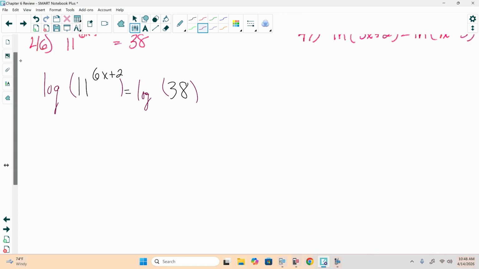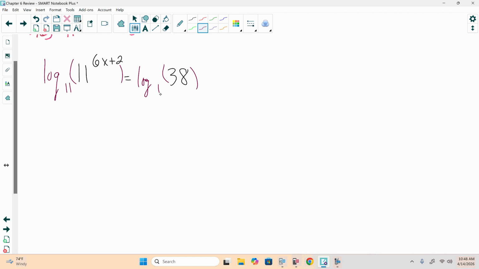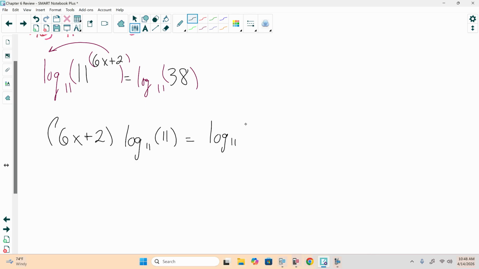And what's going to be nice for us is if we apply log base 11 to both sides. And the reason we're applying a log is to get the variable in the exponent out of the exponent. Because according to our power properties, we can move the 6x plus 2 out in front of the log, turning the left-hand side, instead of having 11 to the 6x plus 2, we now have 6x plus 2 times log base 11 of 11. And the right-hand side is just going to be log base 11 of 38.